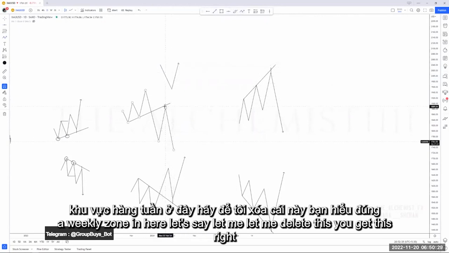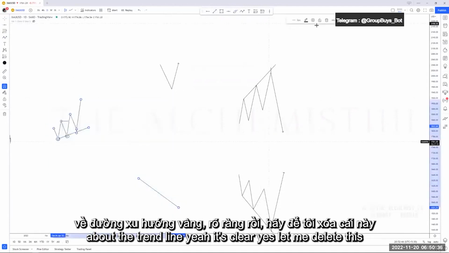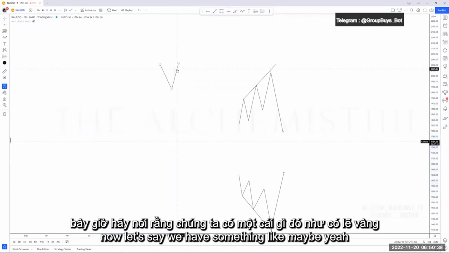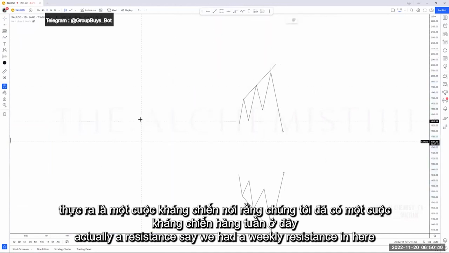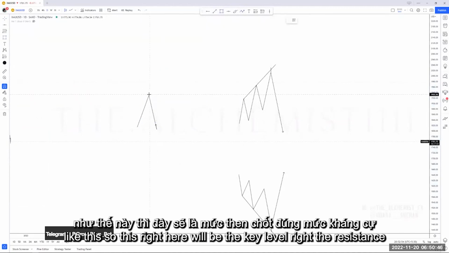Wait, let me delete this. You get this, right, about the trend lines? Yes, it's clear. Let me delete this. Now let's say we have something like maybe, actually a resistance. Say we had a weekly resistance in here, like this. So this right here will be the key level, right?